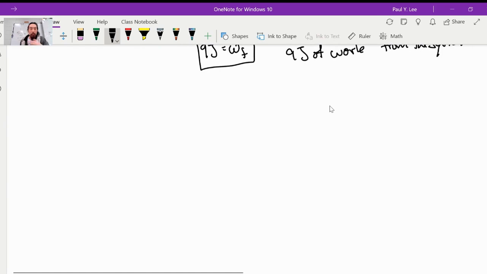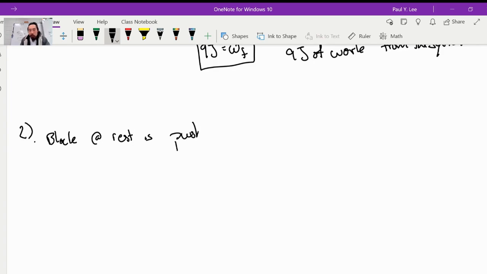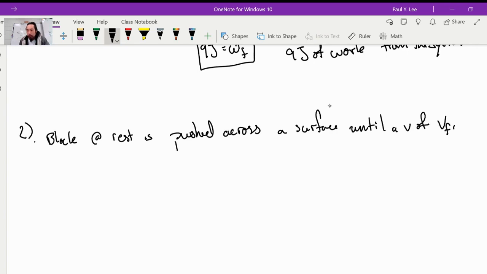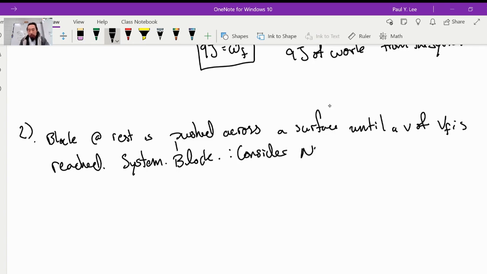But we're going to try a different example. So this is going to be number 2. All right, number 2, we will say a block at rest is pushed across a surface until a velocity of v final is reached. I'm going to define the system. The system is just the block. And also important here, consider no friction.